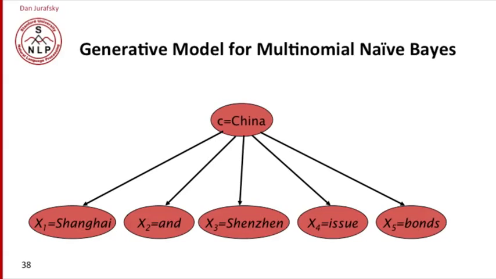So what this generative model shows you is that each word is an independently generated word from a class, generated with a certain probability. We have a little set of probabilities we're keeping for each word. Let's think about that.